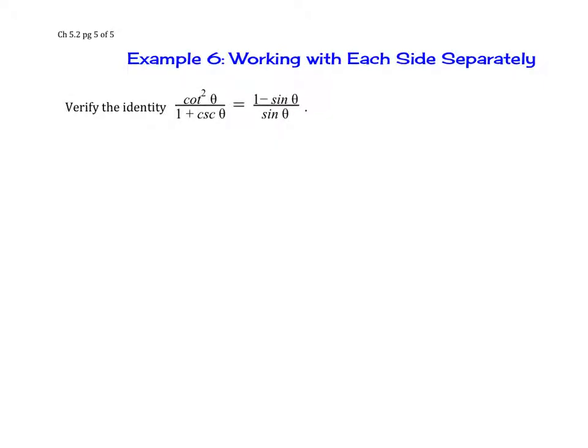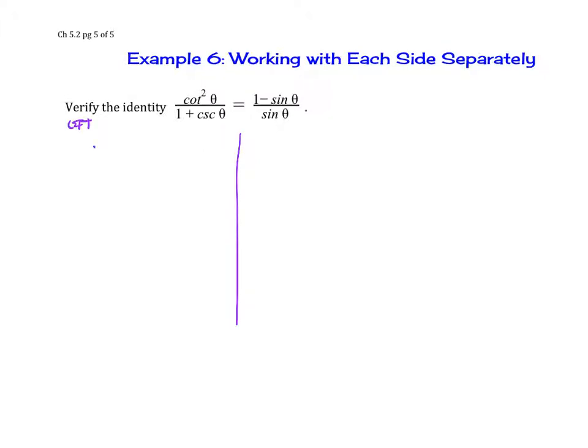I want to show you two ways to do this example, working with each side separately and then possibly just working on one side only. So we have verifying the identity: cotangent squared of theta over 1 plus cosecant of theta equals 1 minus sine of theta over sine of theta. So let's start with the left side.